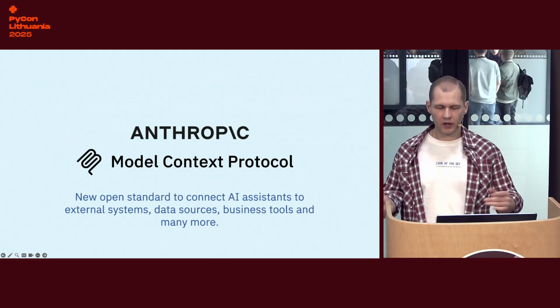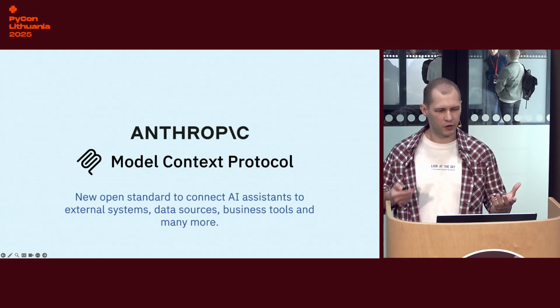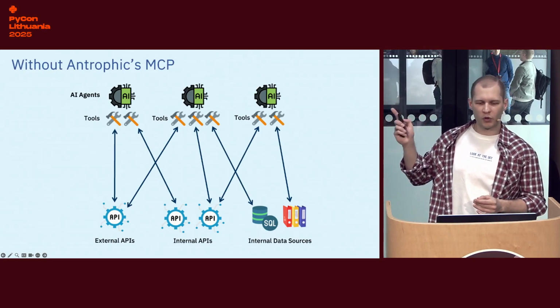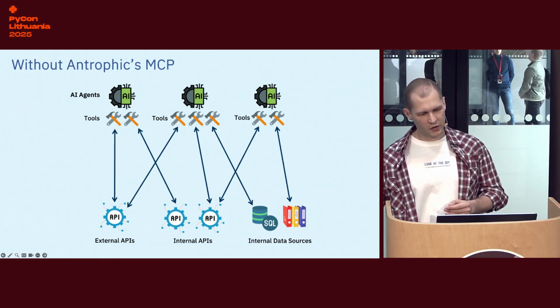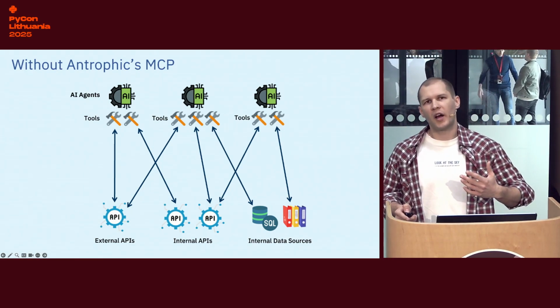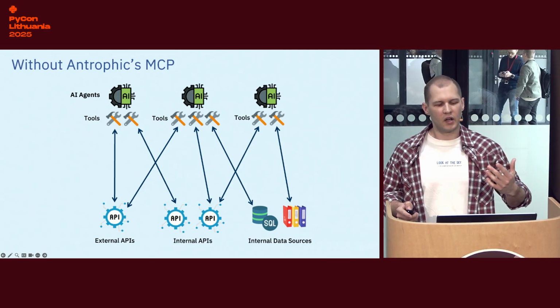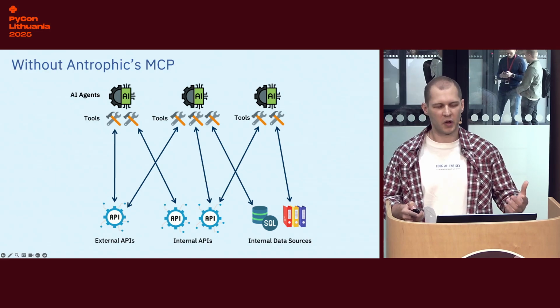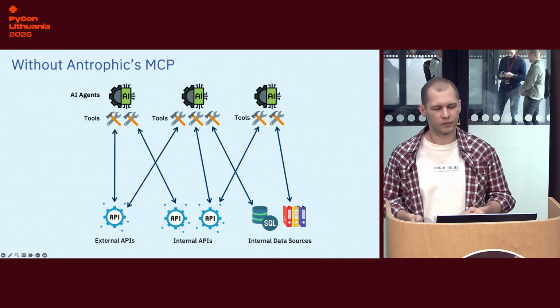How does that look like? Let me show you in a picture. So here we have a situation where we don't have model context protocol. At the top, we have our AI agents, each of them having their own custom implementation of tools, integrations to some kind of external APIs or databases.